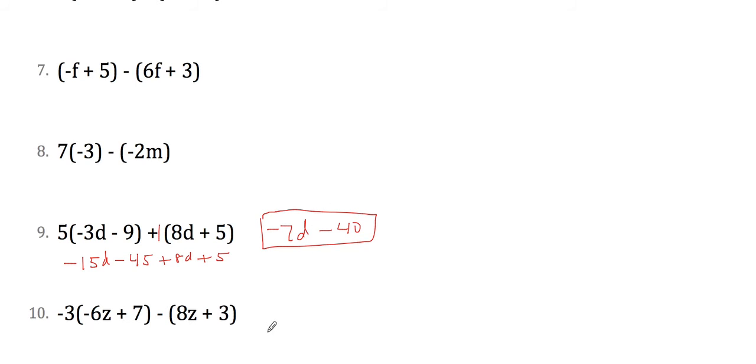And the last one. Negative 3 times negative 6z is positive 18z. Negative 3 times 7 is negative 21. Negative 1 times 8z is negative 8z. And negative 1 times 3 is negative 3. So 18z minus 8z is 10z. And negative 21 minus 3 is negative 24.